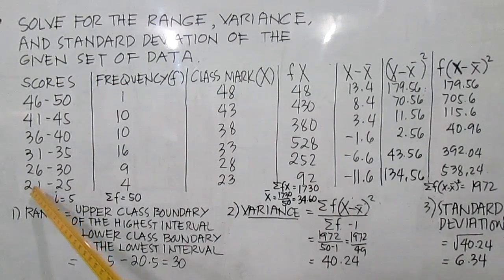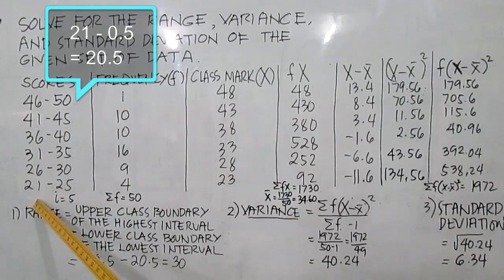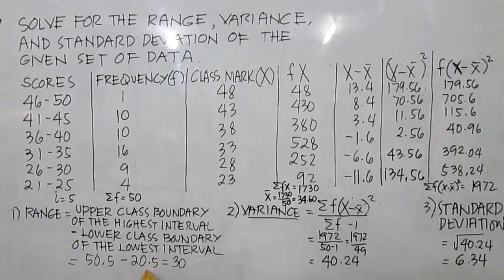The lower class boundary of the lowest interval is 21. And we're going to subtract 0.5. So this is equal to 20.5. The range is 50.5 minus 20.5 is equal to 30. Therefore, the range of the given data set is 30.